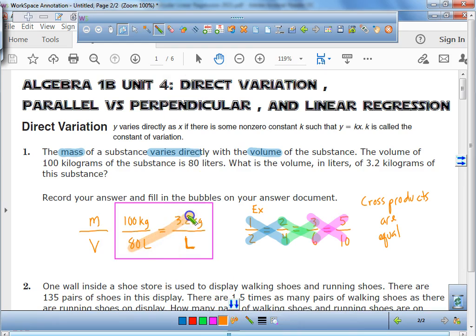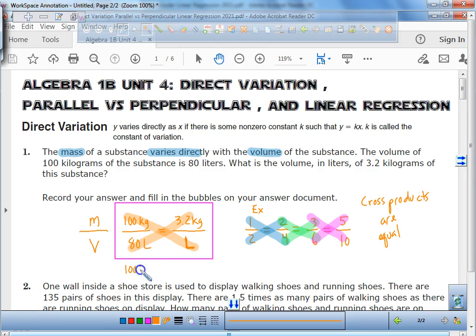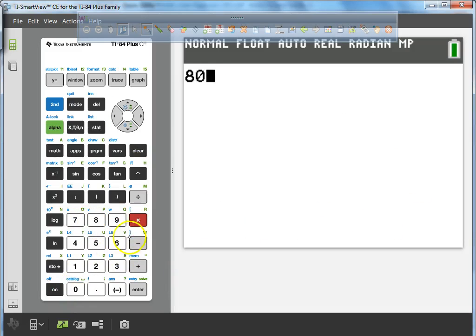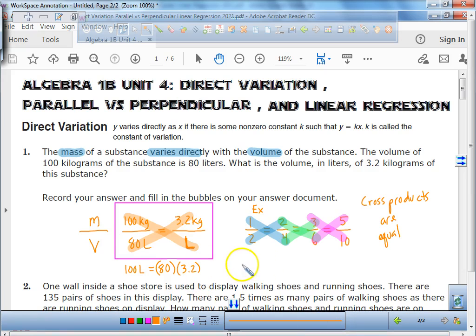So if their cross products are equal, let's do some cross products. Let's multiply this together and multiply this together. All right? Well, how do I multiply 100 times an L? That's just 100 L. What's 80 times 3.2? Well, just take your calculator, do 80 times 3.2. So this is where you get your calculator out. Do 80 times 3.2. So here we go. 80 times 3.2. What do you guys get? 256. Perfect. So what do we have here, guys? We got 100 times an L equals 256. What do we do to both sides? We divide by a number. Anybody know?